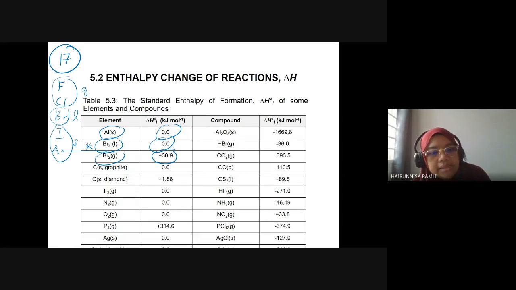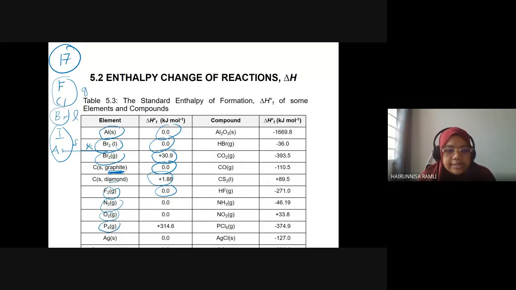Carbon, as I said, is solid, but there are two common types of solid, graphite and diamond. Graphite is the standard, where the value is 0. If you use diamond, the value becomes 1.88. It has a value, meaning it is not in the standard state. Like fluorine gas, it must be F2. Even though it is a molecular element, not an atom, it is still an element, so its value is 0. Okay, nitrogen, oxygen.